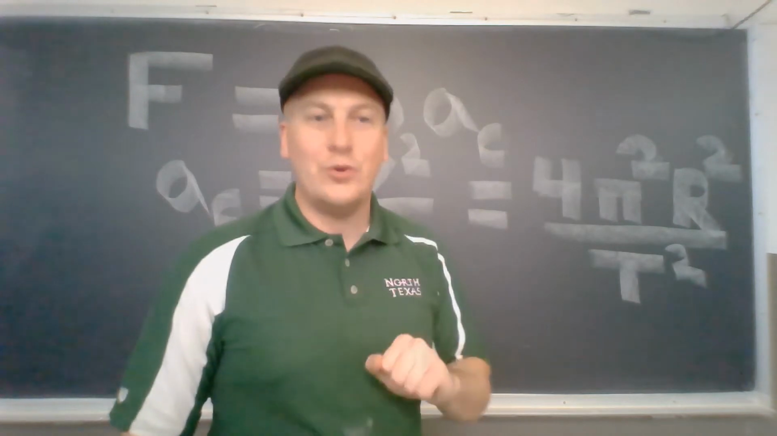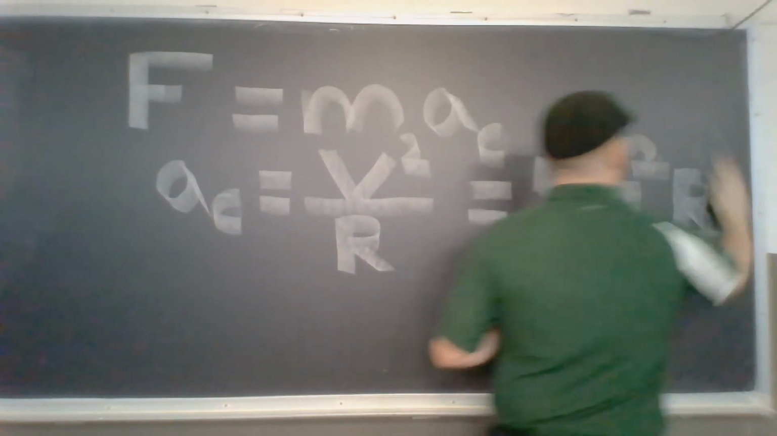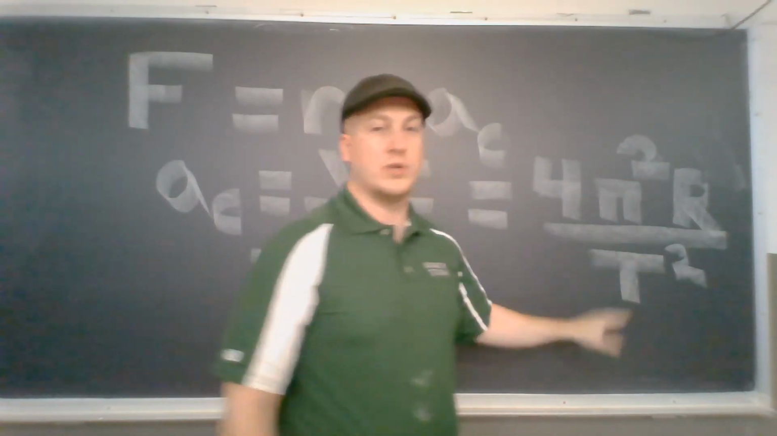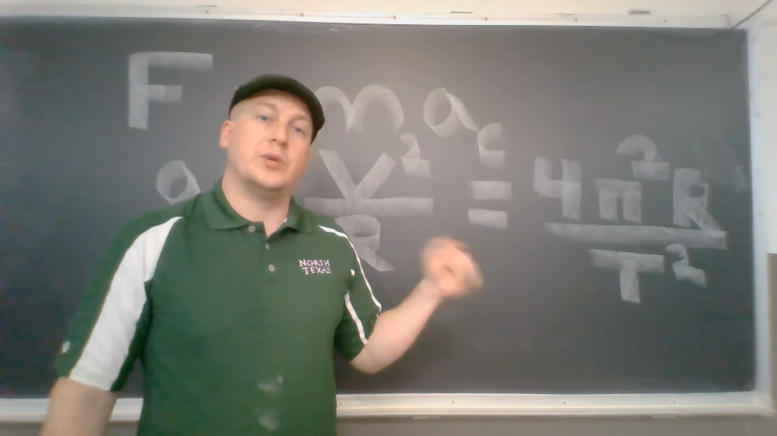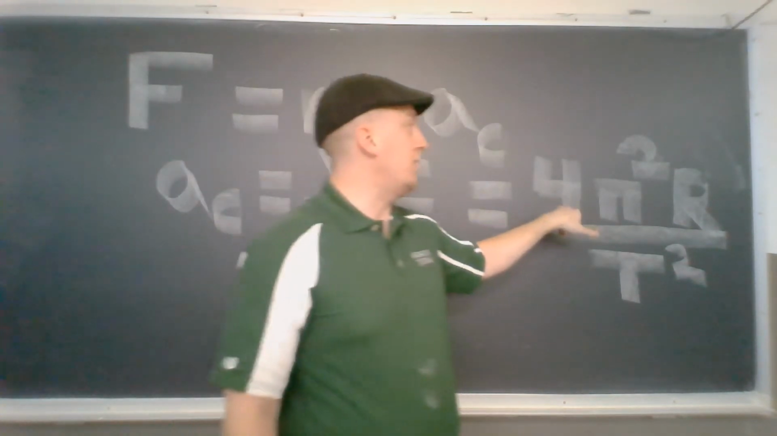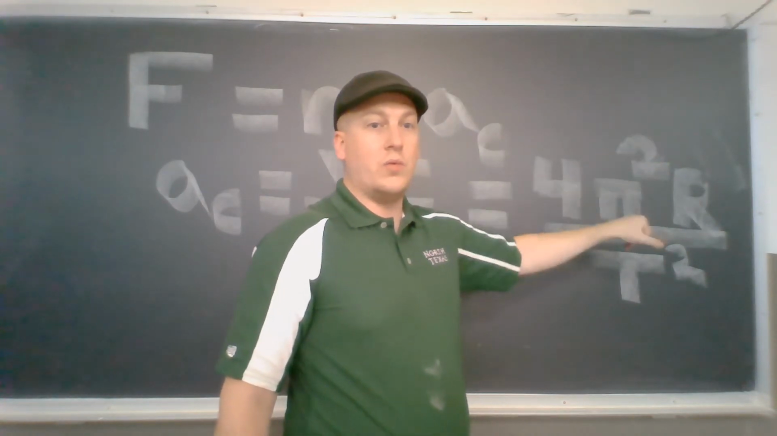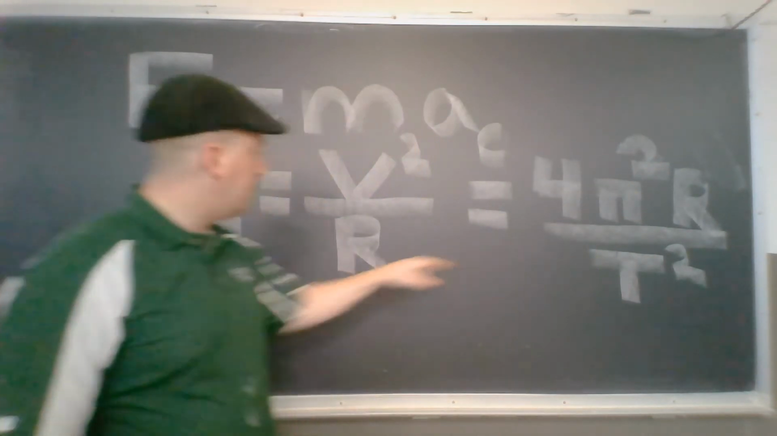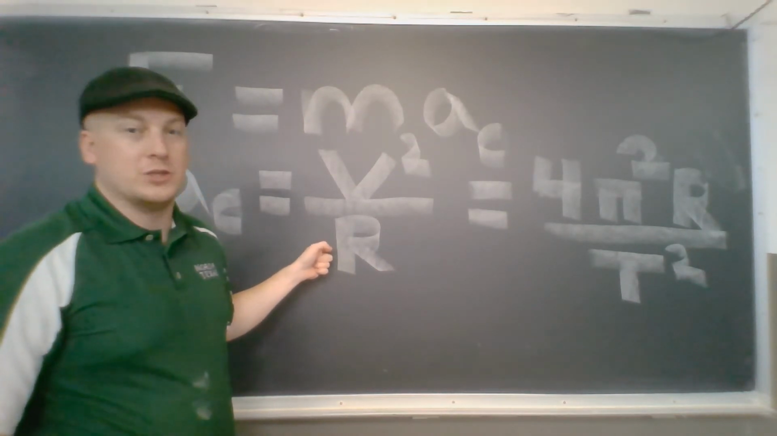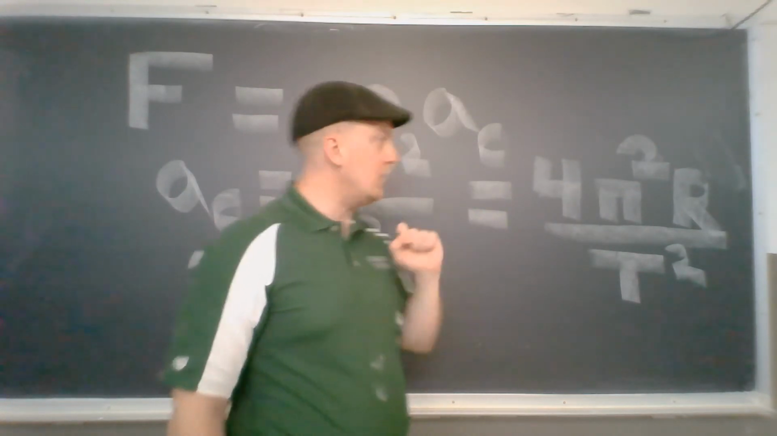And that is actually incorrect. It is just 4 pi squared r over T squared. The reason for that is that v squared is really 4 pi squared r squared over T squared, but we have a division by r from our earlier equation. So this is where the r squared term cancels.